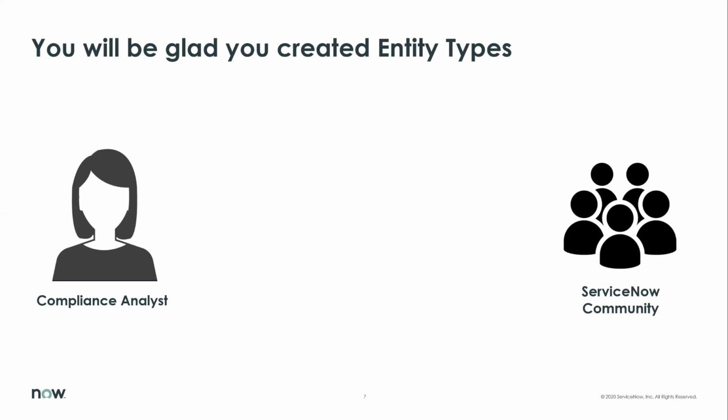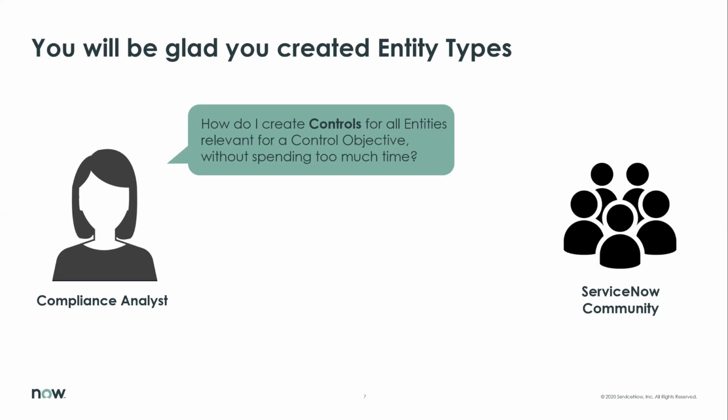So let's say that I, Eric, like many of the viewers here, I'm a compliance analyst. My company bought GRC from ServiceNow, and I need to create lots of controls for all of the entities needed for a particular control objective. So how can I do this without spending days copying and pasting text for every single entity? What would I hear from the community if I were to ask? Jagan, can you please help me with this one?